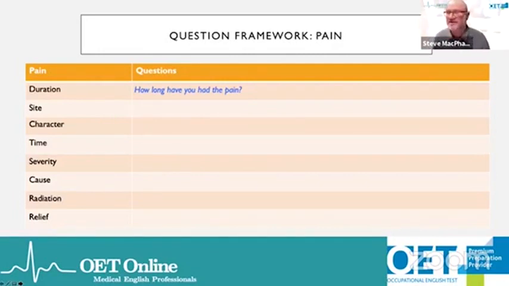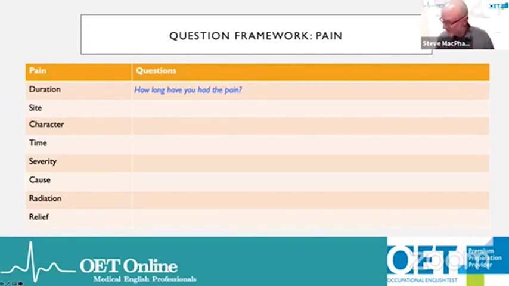Okay, let's try site. Everyone, let's everyone have a go with site. The location. I'll give you a hint. The first word is where. Begin this sentence with where. Begin with where, everyone. While I'm waiting for the first couple of questions to come in, I'll just have a look. Amira had written, how long do you experience this pain? Again, how long have you experienced, Amira?